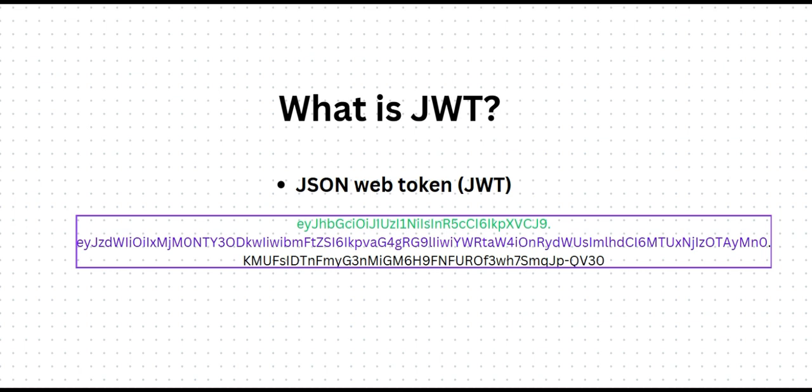Then for every new request, the client sends the JWT in an authorization header. Then the server verifies these tokens without needing to check a database and responds accordingly. This process makes JWT a widely used method for securing APIs and handling user authentication very efficiently.